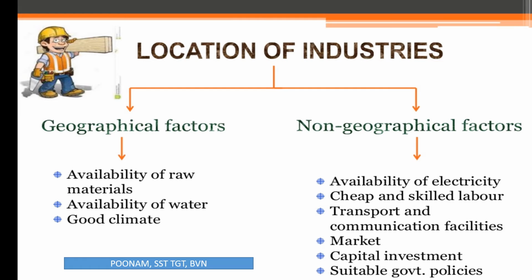The climate of the area selected for the industry is important. It should not be a very harsh climate or unsuitable for successful industrial growth. These factors can all be broadly grouped into the category we call physical factors.